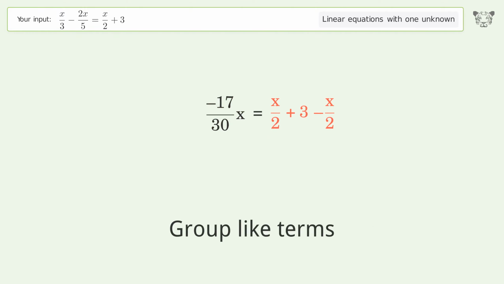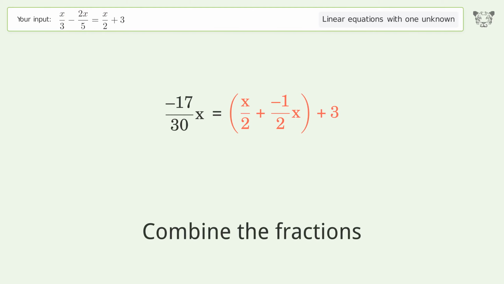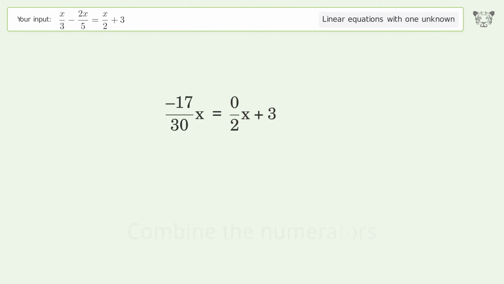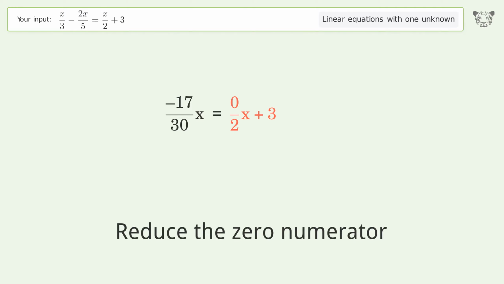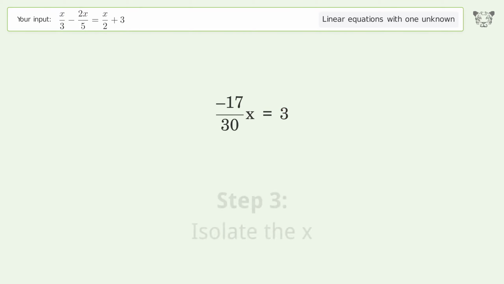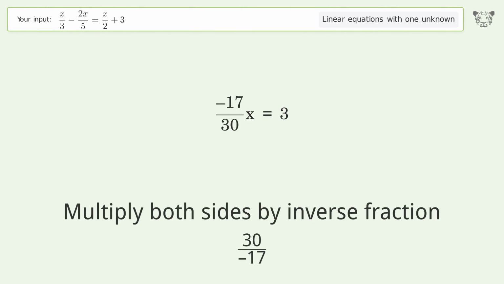Group like terms. Combine the fractions. Combine the numerators. Reduce the zero numerator. Simplify the arithmetic. Isolate the x. Multiply both sides by inverse fraction 30/-17.